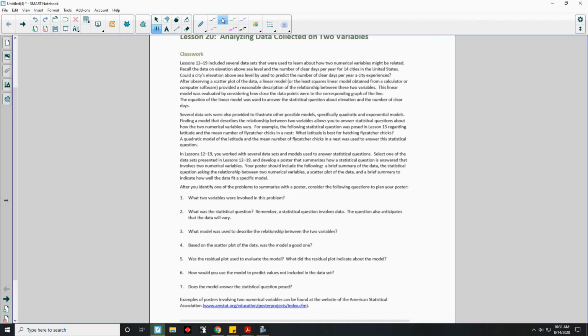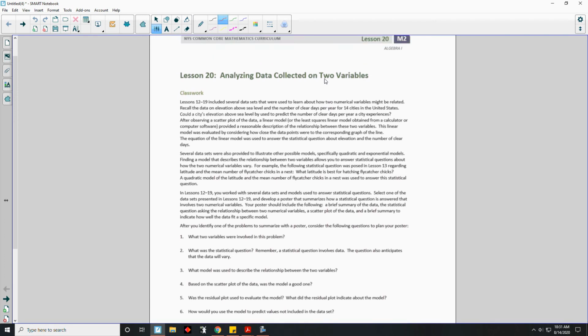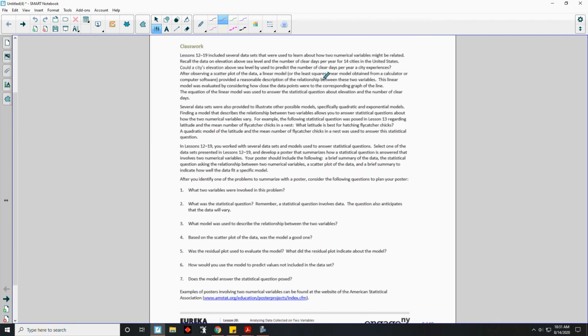Welcome to Lesson 20, Analyzing Data Collected on Two Variables. So in Lessons 12 through 19, they included several data sets that were used to learn about how two numerical variables might be related. Recall the data on elevation above sea level and the number of clear days per year for 14 cities in the United States.